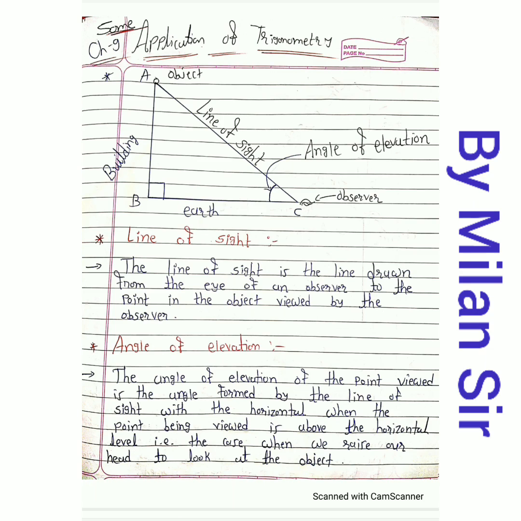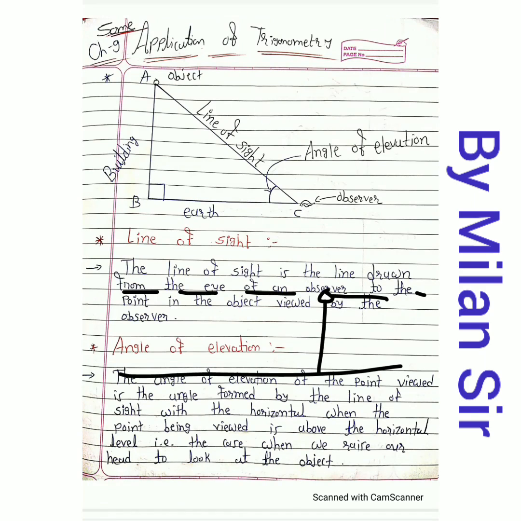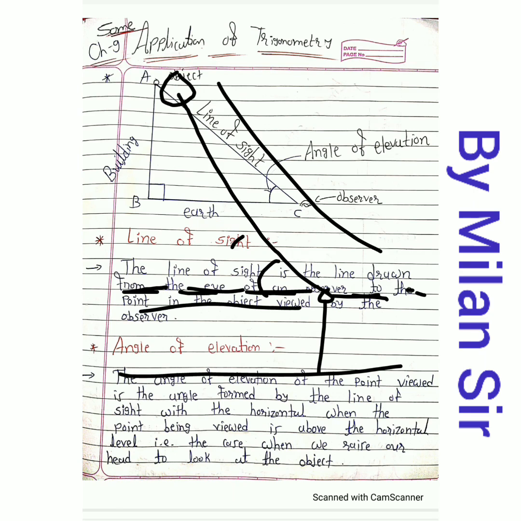Now if the height of the observer is given, we need to draw one horizontal line where the eye of the observer is. This is the horizontal level, right? If our object is above the horizontal level, that means we raise our head to see the object, and the angle created between this line of sight and the horizontal is called the angle of elevation.